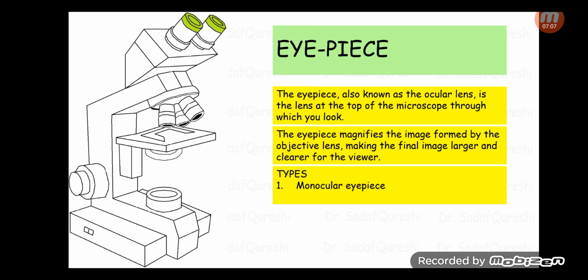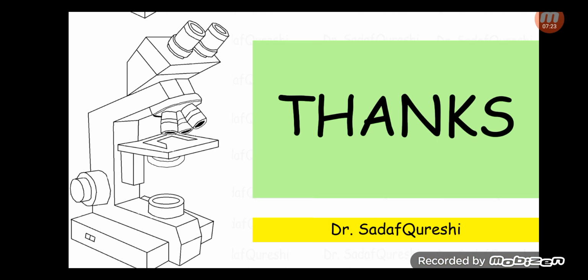There are two types of eyepiece. Monocular eyepiece: if only one eyepiece is available for seeing the specimen, then that is called a monocular eyepiece. Then we have the binocular eyepiece: when two eyepieces are available for seeing the specimen, they are called binocular eyepieces.